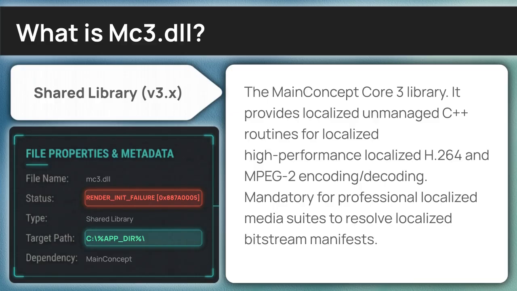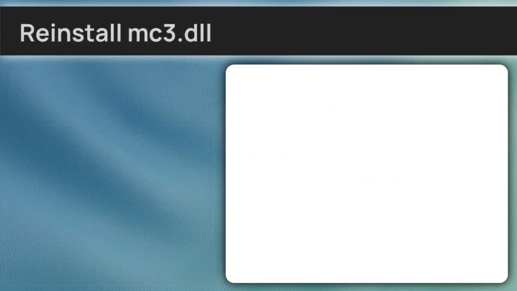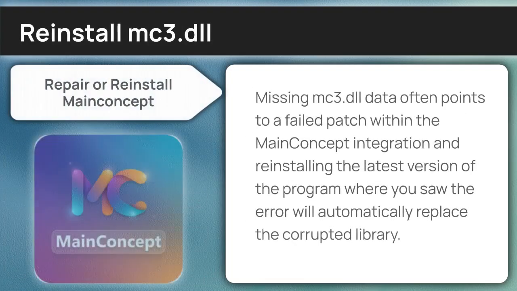With that context in mind, our first logical step is a clean reinstallation. Missing mc3 library DLL data often points to a failed patch within the MainConcept integration, and reinstalling the latest version of the program where you saw the error will automatically replace the corrupted library.